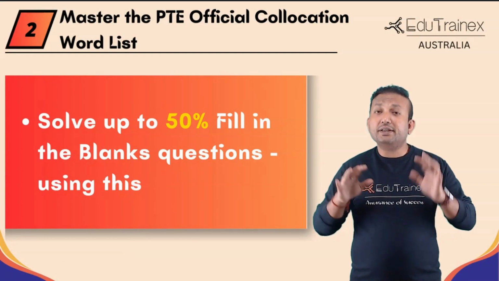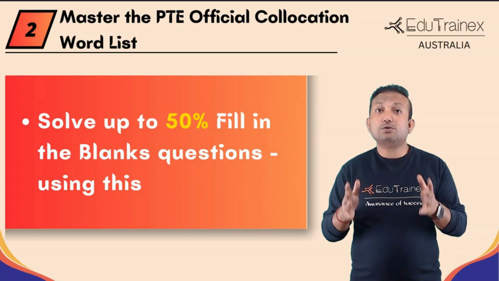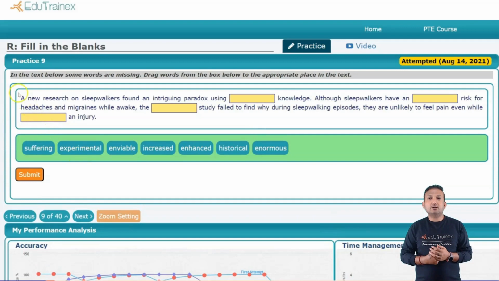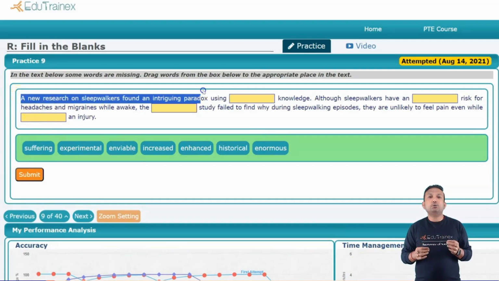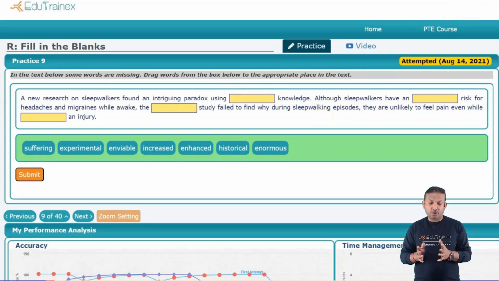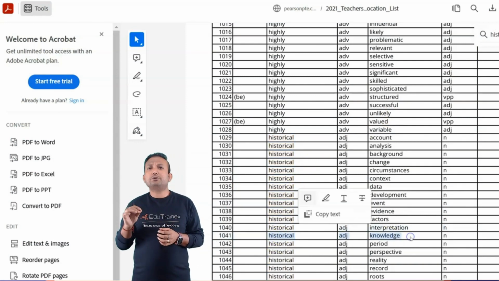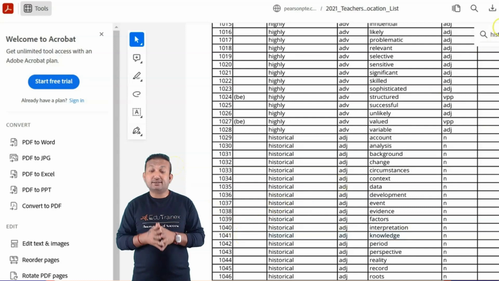And if you are really familiar with this, you can also solve the questions very easily. Look at the question on the screen. The first sentence is, a new research of sleepwalkers found an intriguing paradox using dash knowledge. Now I'll refer to the collocation list and search for knowledge. I see a lot of matches, but only one option is present in the given options, which is historical, and that's how we found the answer.